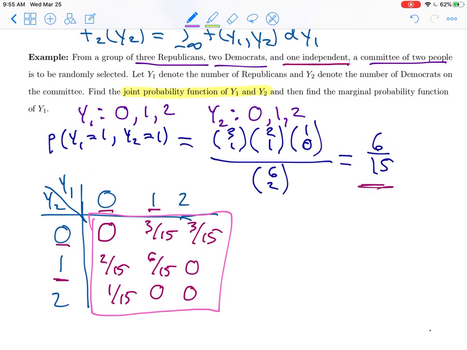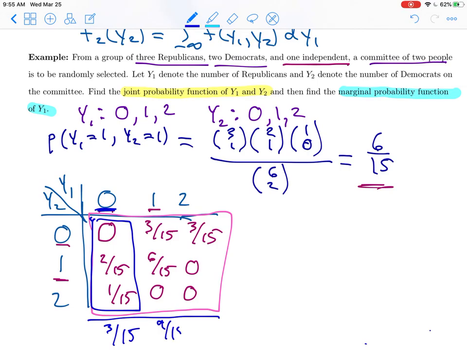Right. So now we want to find the marginal density function, or marginal probability function, of y1. For y1, what we want to do is add up. When our value of y1 is equal to 0, we add up over all choices of y2. So we add up just that column, 3/15. The second one, we add up the column, 9/15. And we add up the column, 3/15. So there are those totals across the bottom.